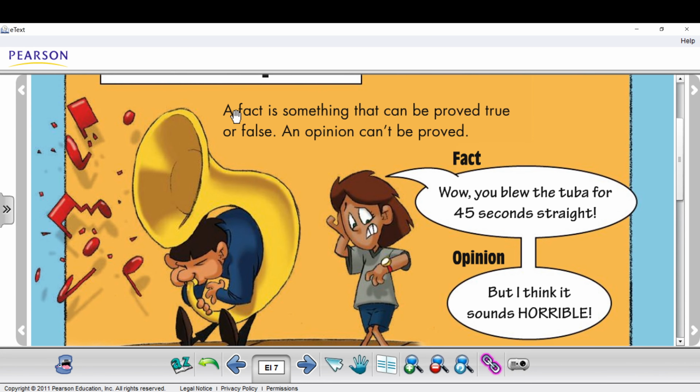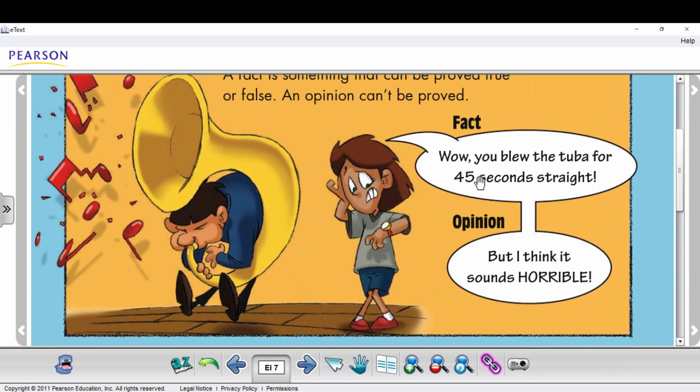Alright? So a fact is something that can be proved true or false. We can prove it here. It is true that he blew the tuba for 45 seconds straight because she was looking at the watch and she counted that, she recorded it. Alright? We can prove a fact with so many tools like making research, reading, asking an expert, scientist. They can prove something to be true or false. Whereas opinion, we cannot prove it. It's just an opinion, something you judge, something you think, you believe in it.